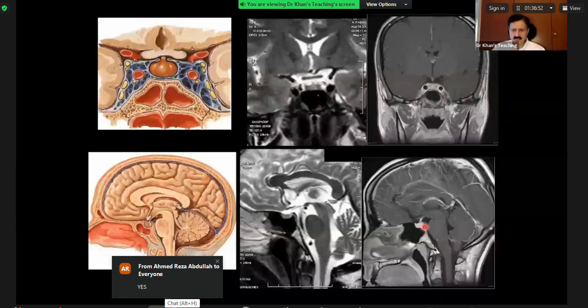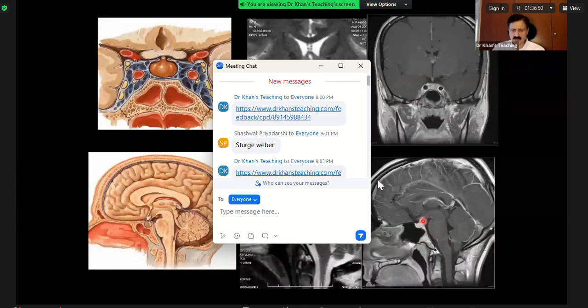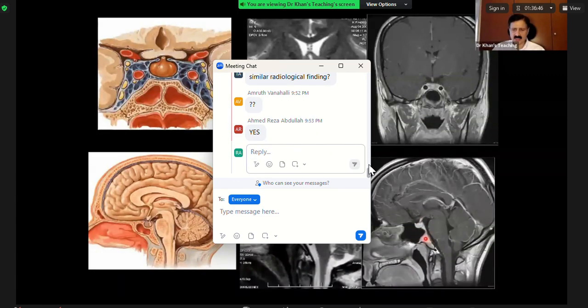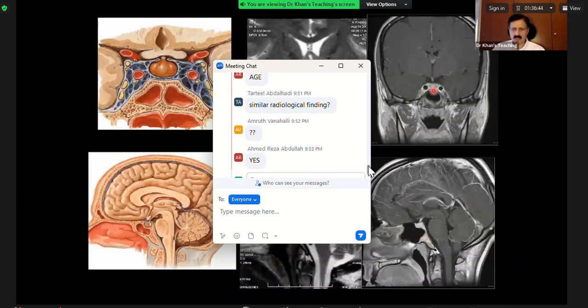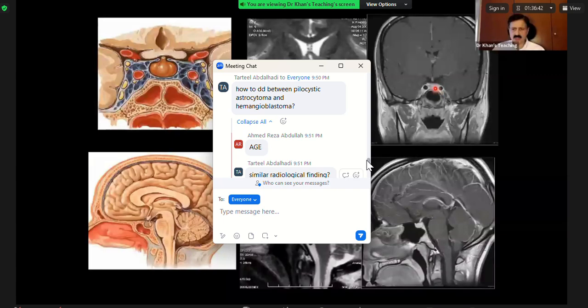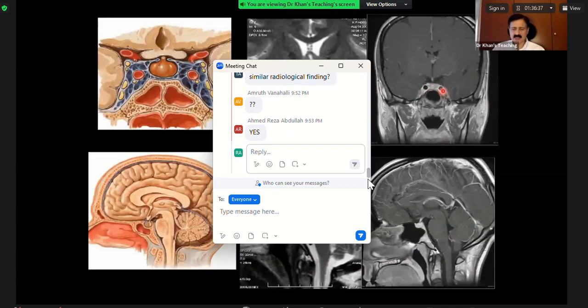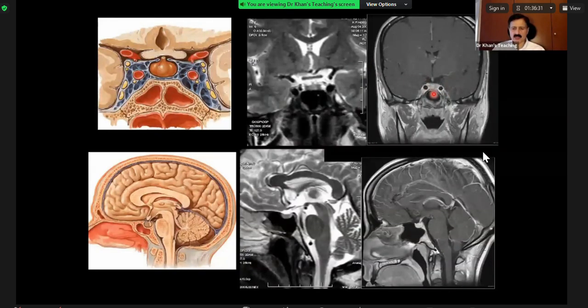So if you see here, this is the pituitary, this is the infundibulum, which enhances with contrast. This is the sphenoid, this is the clivus. On a coronal sequence, you can see pituitary here, cavernous sinus here, cavernous sinus here, internal carotid, internal carotid. What are the signs of invasion of the cavernous sinus? I will come back to that point.